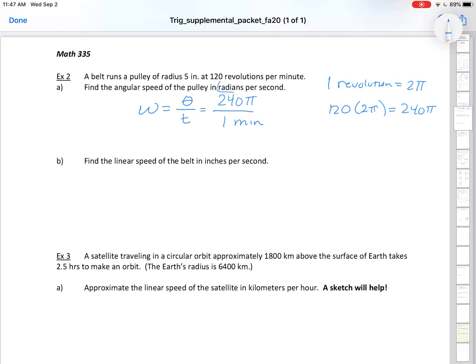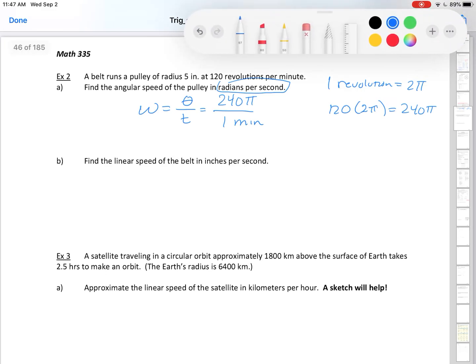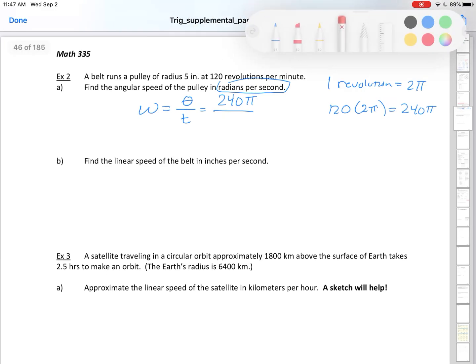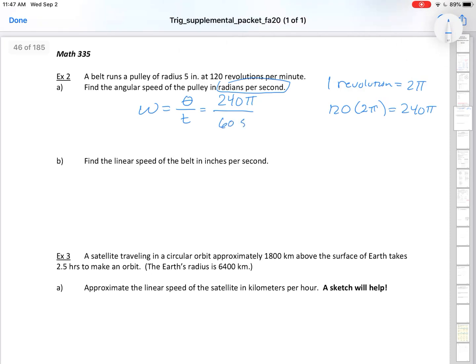Well, I've got a problem because they want it in radians per second. Right now I have radians per minute. So all I have to do to fix that is make my 1 minute the appropriate number of seconds. And when you look at that, you get 4 pi radians per second. It's making 2 revolutions per second, which means in 60 seconds, it would have made 120 revolutions. So you want to look at it backwards and forwards and make sure it makes sense.